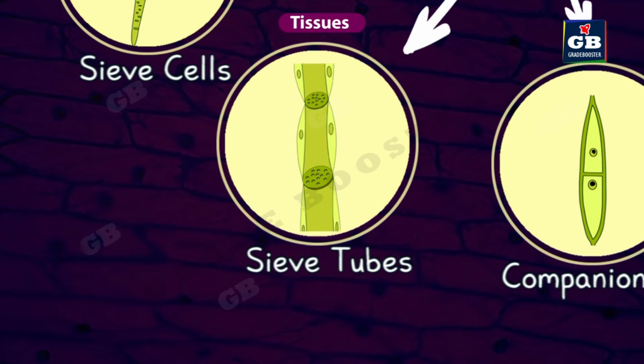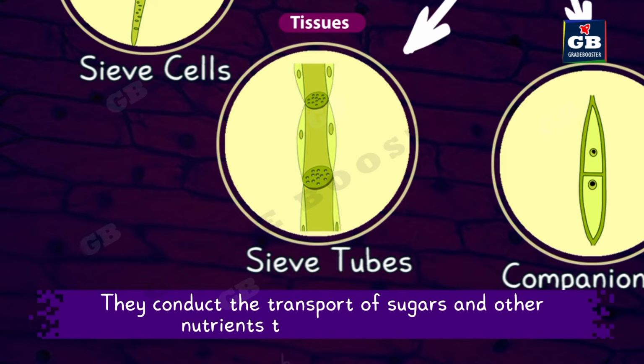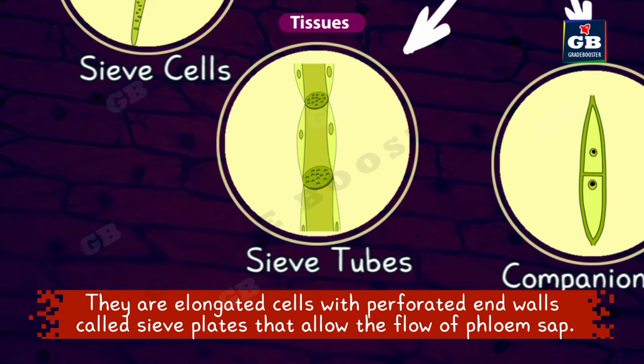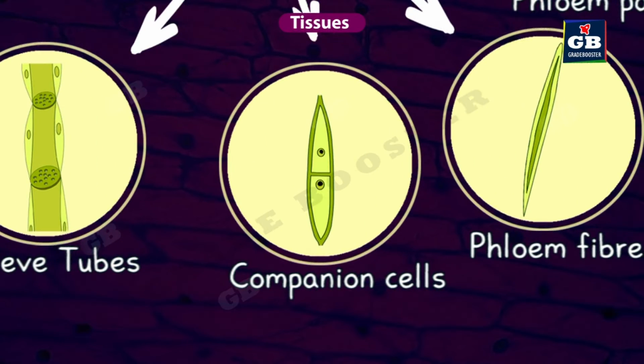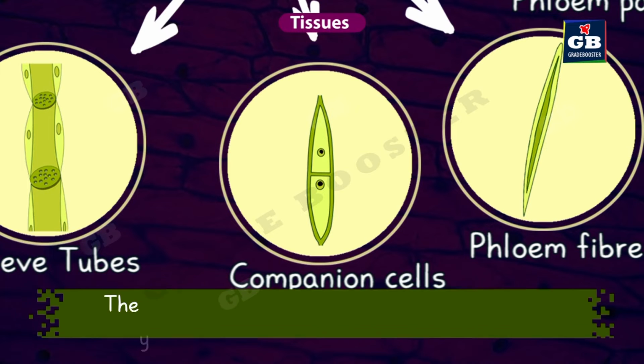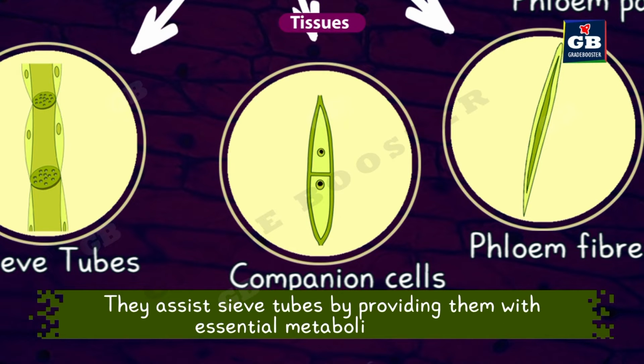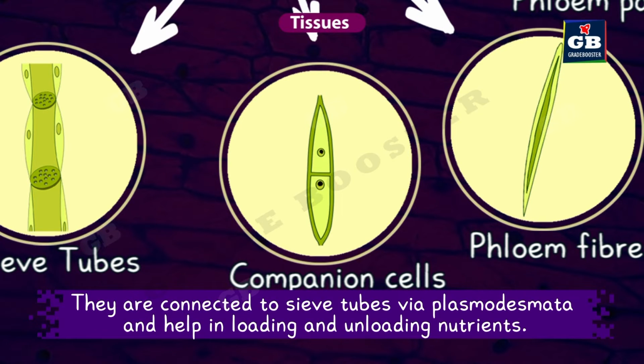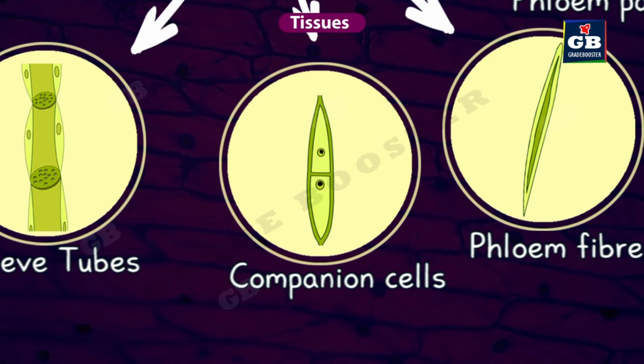Sieve tubes. They conduct the transport of sugars and other nutrients throughout the plant. They are elongated cells with perforated end walls called sieve plates that allow the flow of phloem sap. Companion cells. They assist sieve tubes by providing them with essential metabolic support. They are connected to sieve tubes via plasmodesmata and help in loading and unloading nutrients.